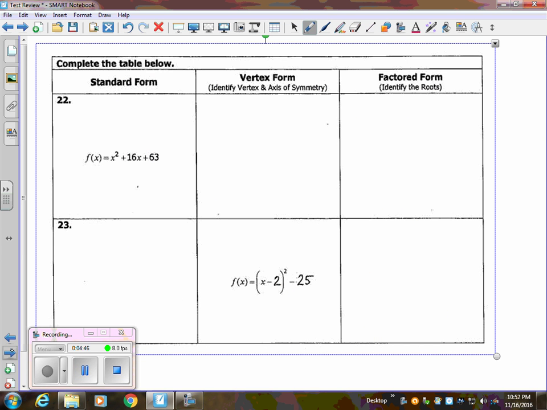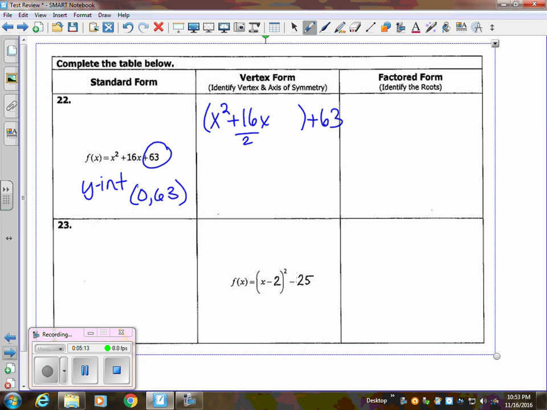Now we've got converting from standard form to vertex and to factored. So 22 gives me the standard form, which, remember, gives me my y-intercept. So that's 0, 63. For my vertex form, keep my x squared and my 16x, knock out 63. We need to replace. So you take half of your 16, the number with x, which is 8, square it, you get 64. So 64 needs to go inside, minus 64 goes outside.